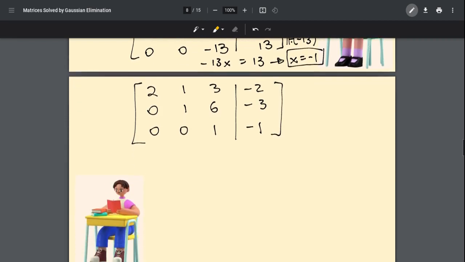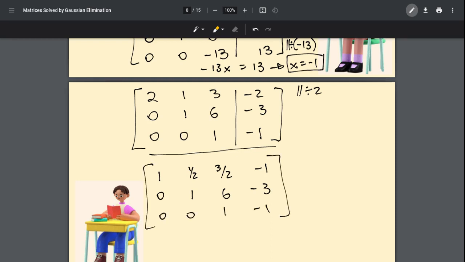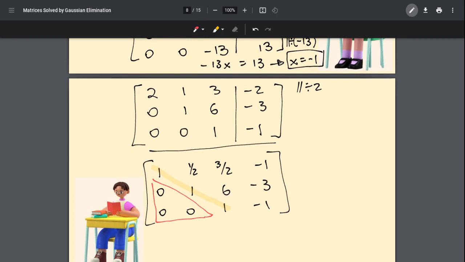And now I can also do the top row. If I wanted to, I can divide that by 2. So that would be 1, 1/2, 3/2, -1, 0, 1, 6, -3, 0, 0, 1, -1. So now you have your diagonal of 1s, and there they are. Now you also have your little triangle of zeros. There it is. And beautifully done. We are now going to find my x, y, and z fully.